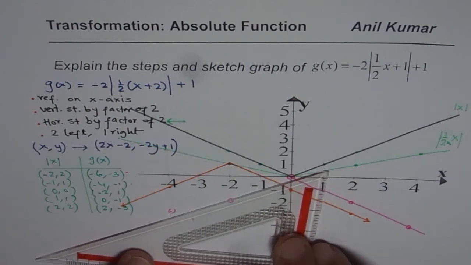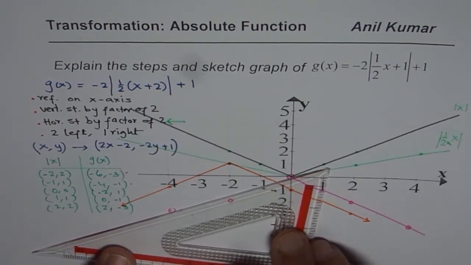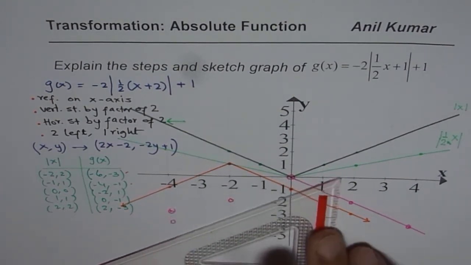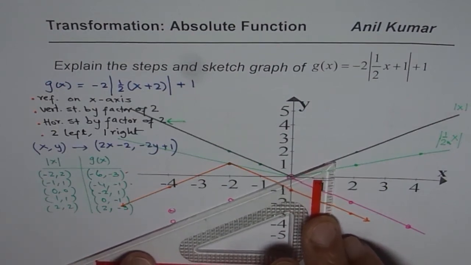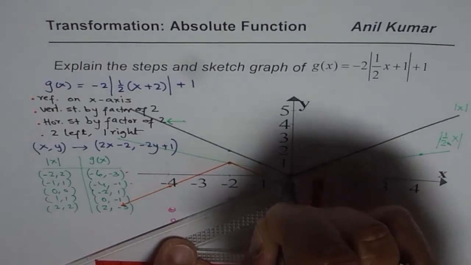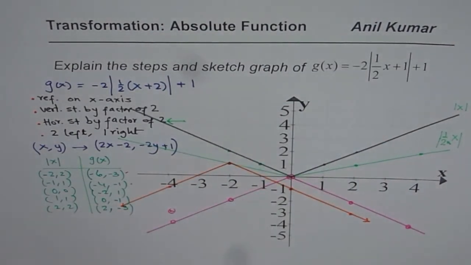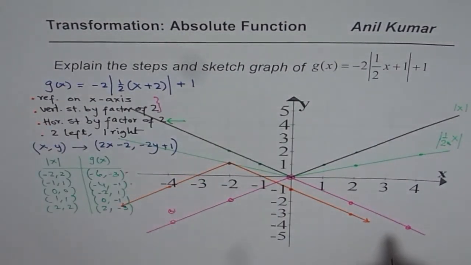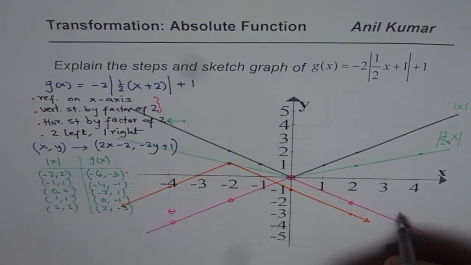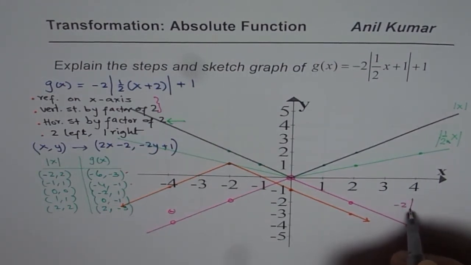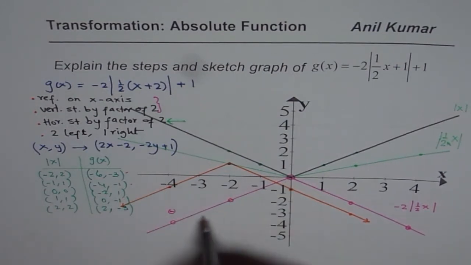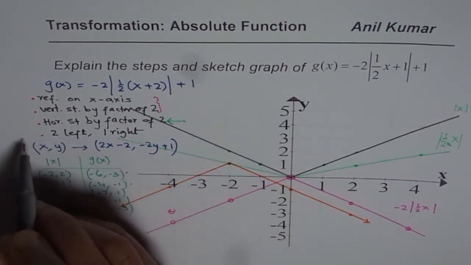So what I've done here is, yes, this is 1, 2, 3. This point is wrong. This should be here, right? So, okay, that is it. Perfect. So the second graph is incorporating reflection and this factor, and I could write this as minus 2 times absolute value of half of x, correct?